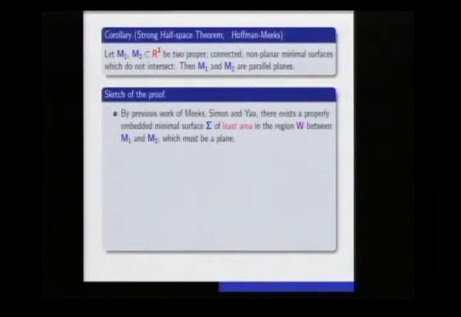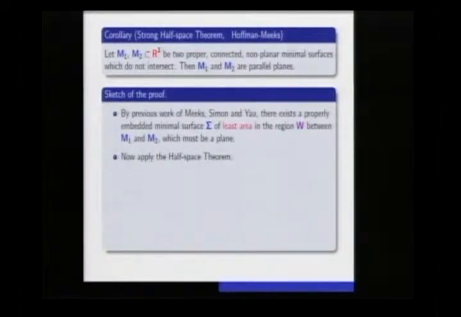Stable implies a plane. So the least area surface between that, by properties about stable minimal surfaces, must be a flat plane. And then we're finished. Now you apply the half-space theorem. So the stable minimal surface between them, in fact, is a half plane. It's a plane, and then these surfaces are contained in a half space. And it's very easy to understand what's going on.